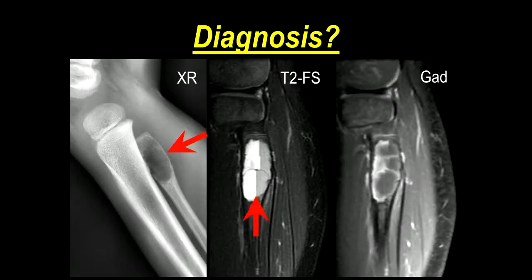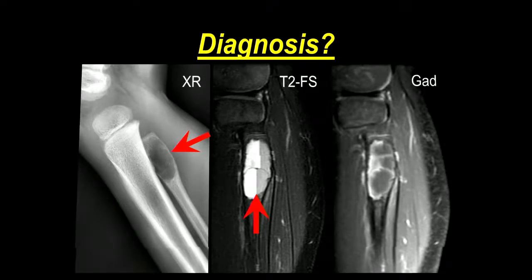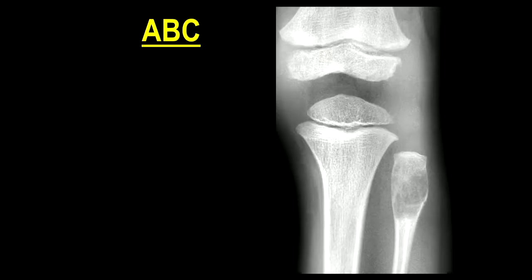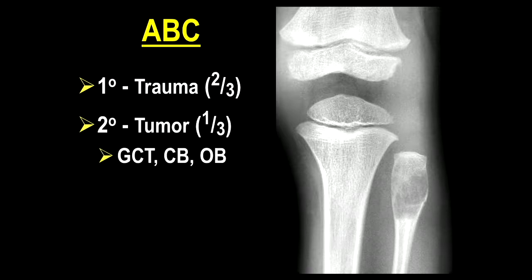And what's the diagnosis here? Radiograph, FATSAT T2, and a post-GAD image. These are findings of an aneurysmal bone cyst. What do we look for with an aneurysmal bone cyst, and why does it occur? Well, aneurysmal bone cyst may be considered primary, associated with trauma, or secondary, in which case they're associated with other tumors of bone, giant cell tumor of bone, chondroblastoma, and osteoblastoma.